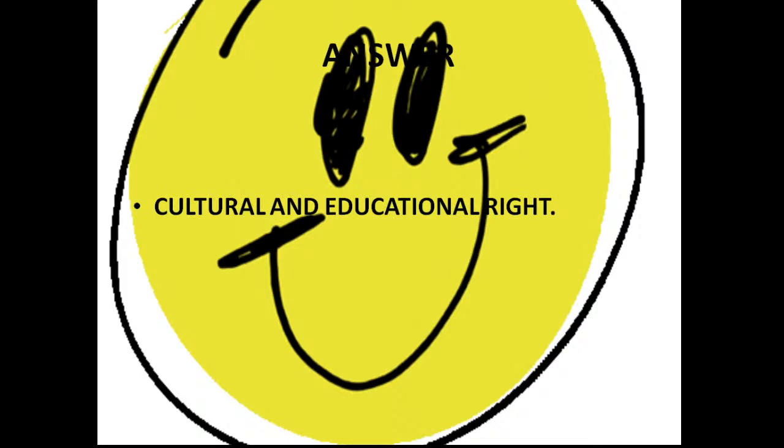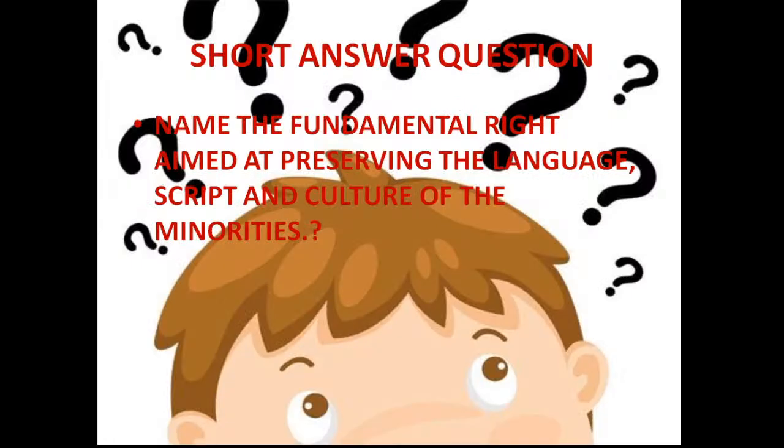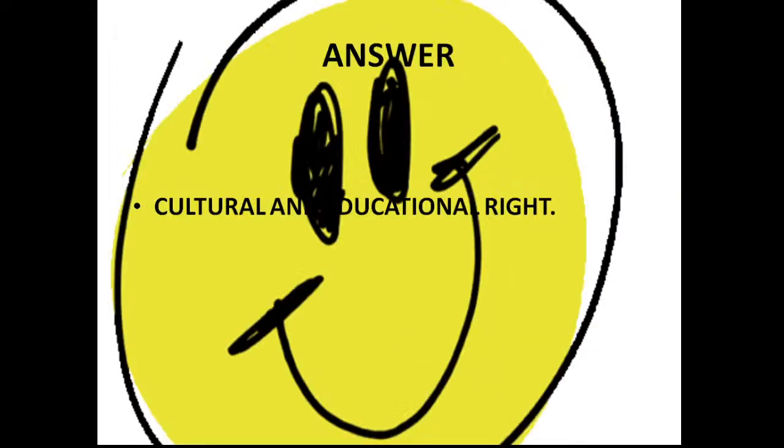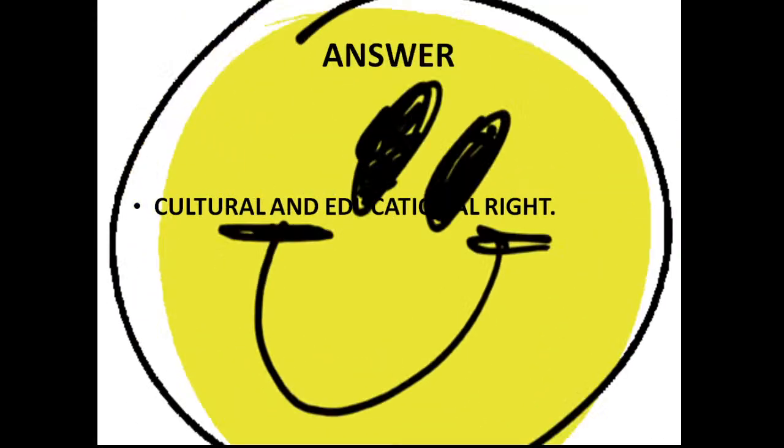Yes, the answer is cultural. The first answer was right to freedom of religion and right to equality. Okay, now see the second question. Name the fundamental right aimed at preserving the language, script and culture of the minorities. Okay, Aditi has sent the answer. The correct answer for this question is cultural and educational rights.